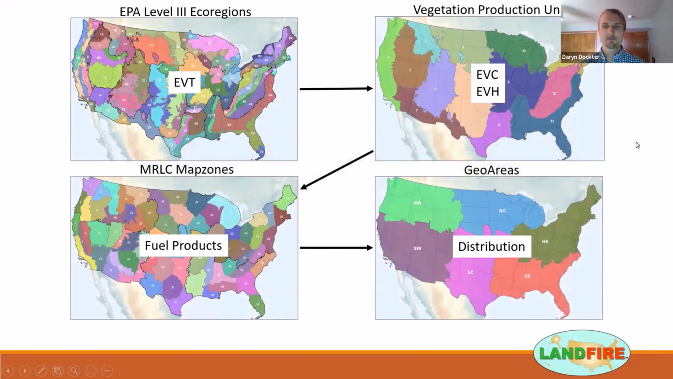Here it shows some of the different boundaries that I'm going to be referencing. For EVT, we model within Omernik or EPA level 3 ecoregions. Those are grouped into 13 what we call vegetation production units on the top right. That's within which we model life form, cover, and height. So the structure, those are larger models. That is then fed into fuels, which is processed by map zone, something you might be familiar with. This is what NLCD uses, what LANDFIRE has used in the past. And then for distribution, those map zones are grouped into 6 GeoAreas across CONUS.